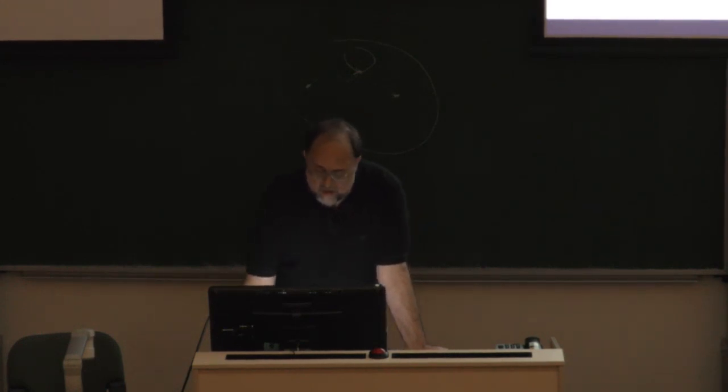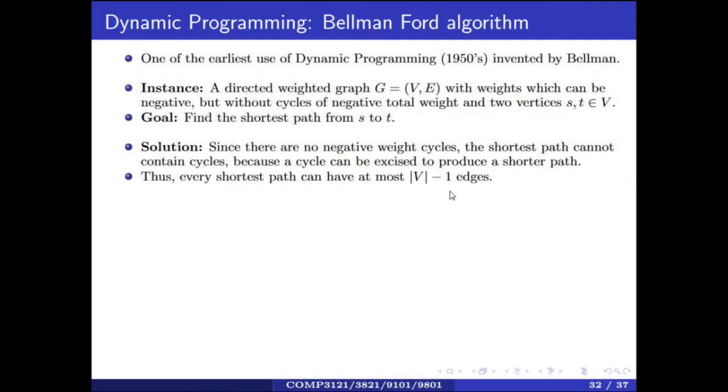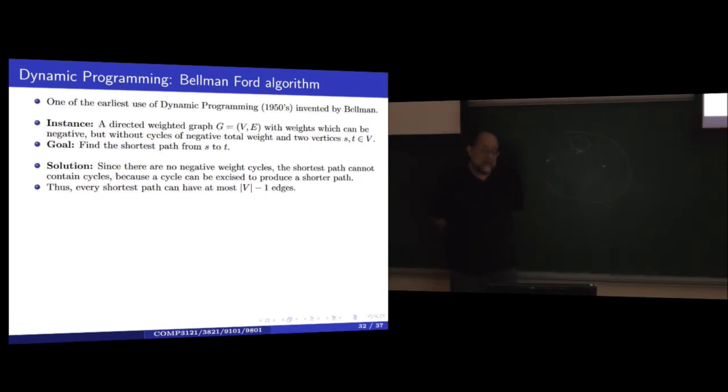Right, so how do we solve this problem if there are no negative length loops? Now, my claim is, if there are no negative length loops, then the shortest path between two vertices is non-self-intersecting. What does it mean? It means that it doesn't have loops, right?